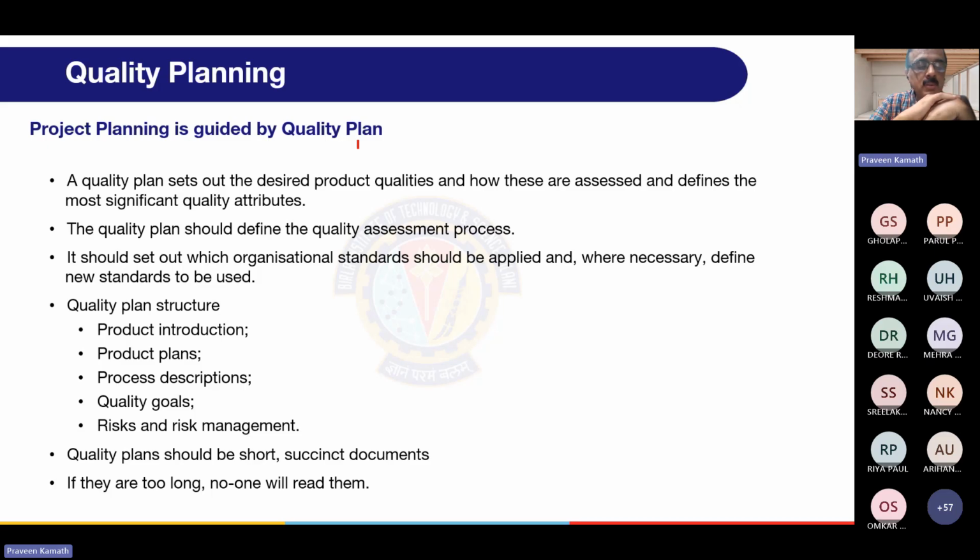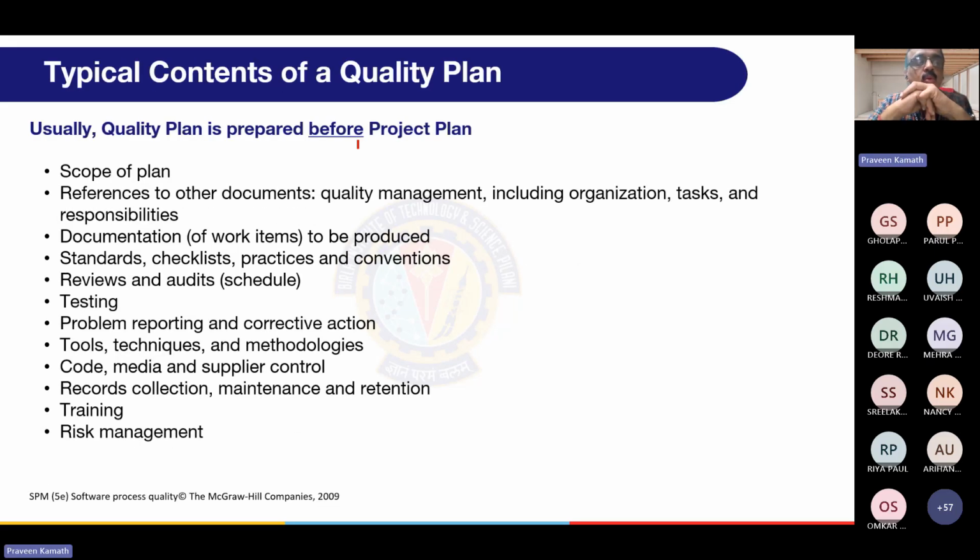Product introduction. Product plans, process descriptions, quality goals, risks and risk management. Quality plans should be short, succinct documents. If they are too long, no one will read them. Usually the quality plan is prepared before the project plan. One is the scope of the plan, which refers to other documents, and quality management, including organization, tasks, and responsibilities.